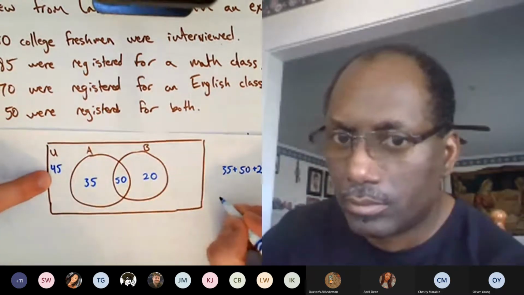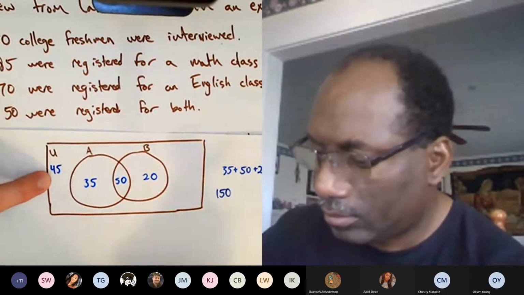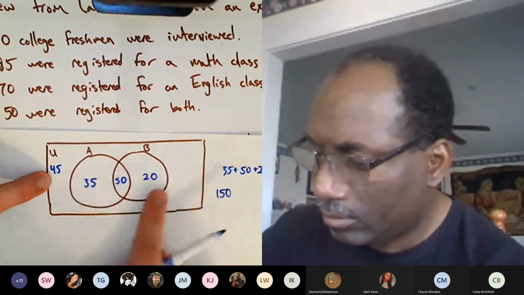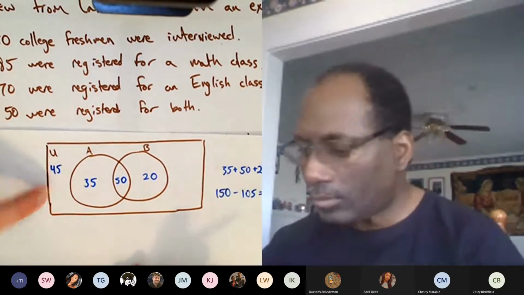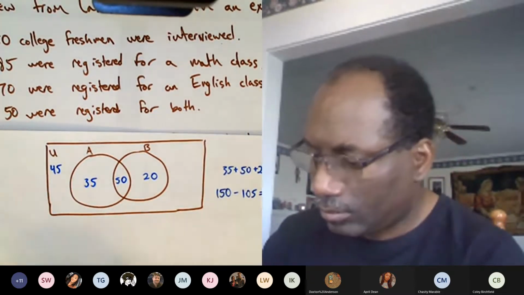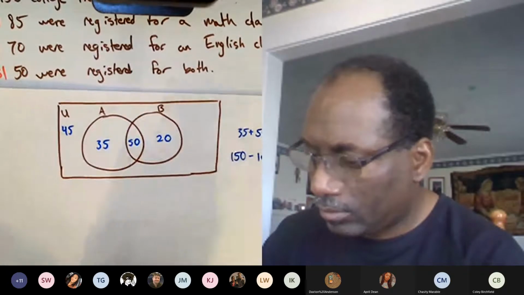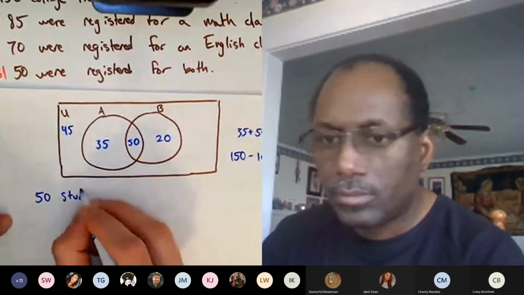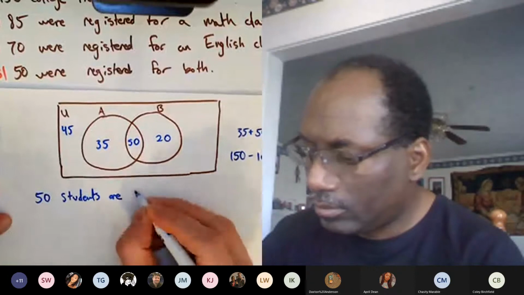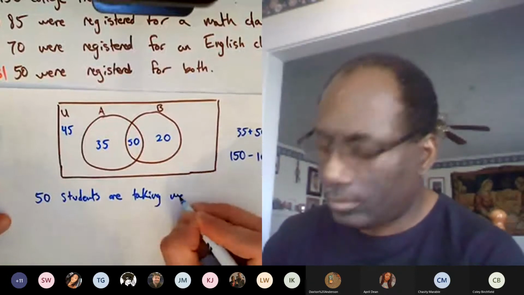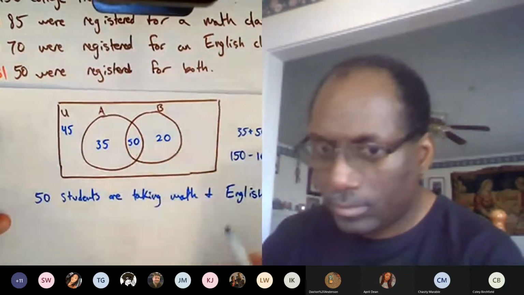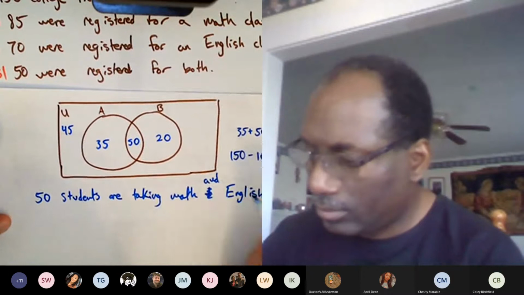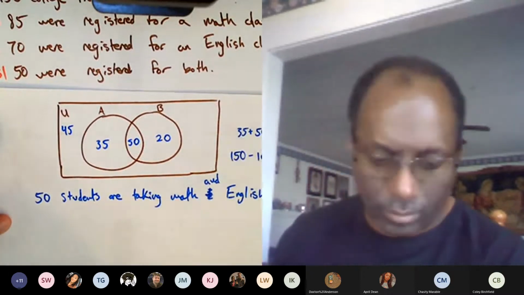All right, good. 45 coming from the total universal set, but these 105 students have already been organized in the sets A and B, so I'll take those away to find out how many are not in A or B, which is that 45 out there. So to make sure we're interpreting all these numbers right, in words, 50 students are taking math and English. I should even write it out in words, just to emphasize it's and, not or, right? 50 students are taking math and English, that's that.